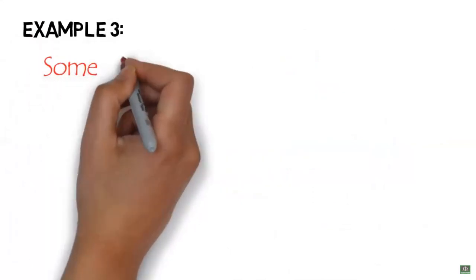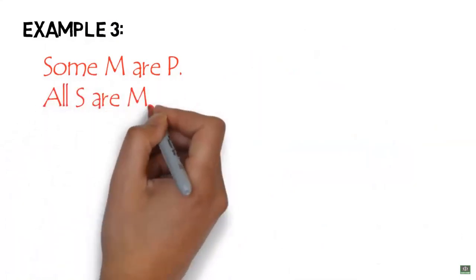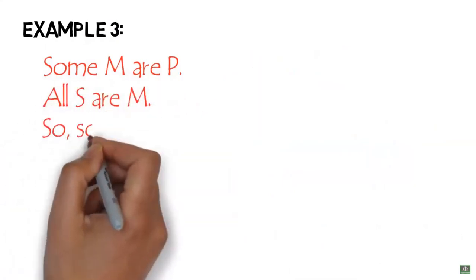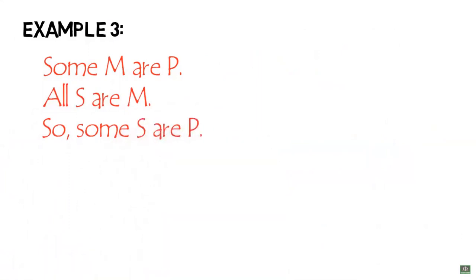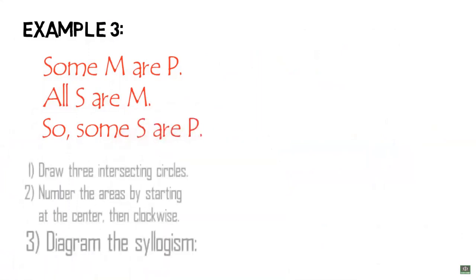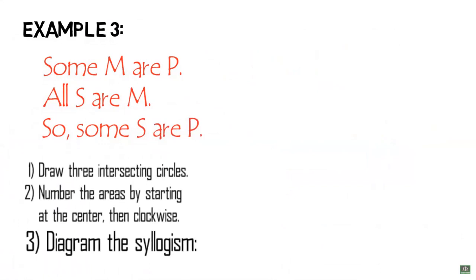Here's another example. Some M are P. All S are M. So some S are P. Let us draw 3 intersecting circles for this syllogism, each for S, M, and P, and then number the areas by starting at the center and then clockwise.